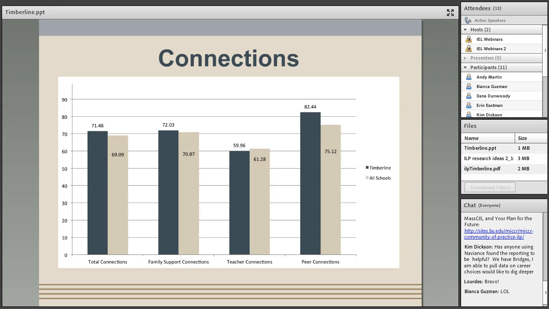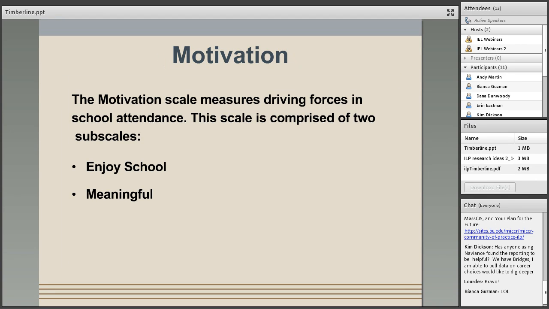So here's an example where Timberline can look at their peer connections, and they can say, wow, our students are reporting stronger peer connections, but, oh, our teacher connections are a little bit lower than the average. Now, we're not needing to worry about statistical significance here. All we're doing is creating a dialogue. We're helping the educators sit down and say, what do you think about this? And maybe connections just isn't the major issue for them, and that's okay because we've got lots of other data.